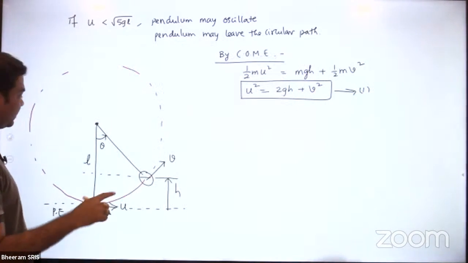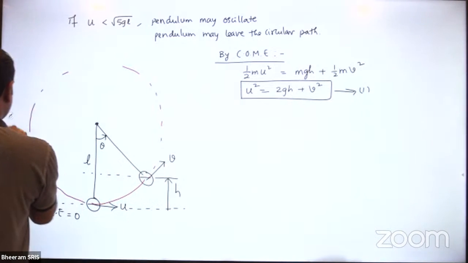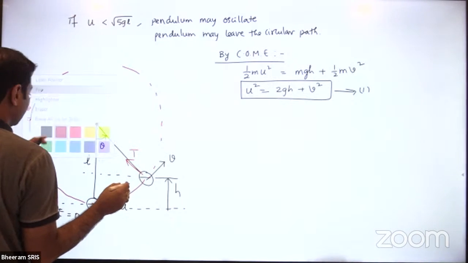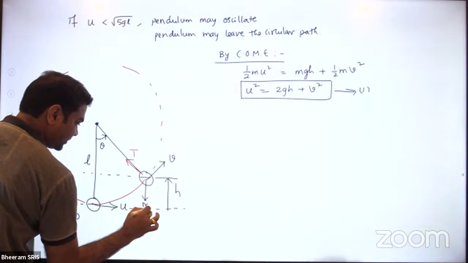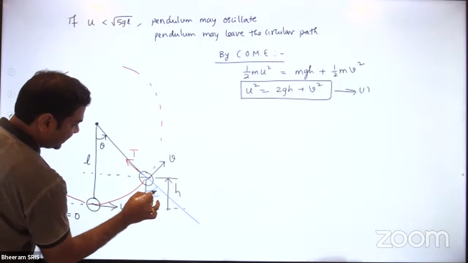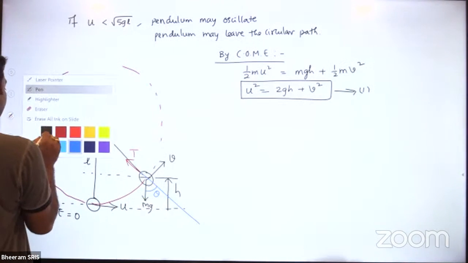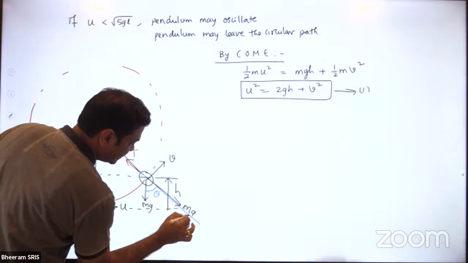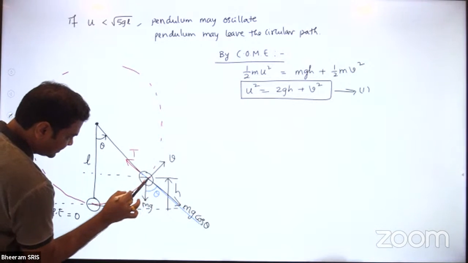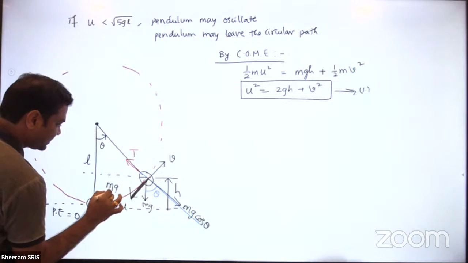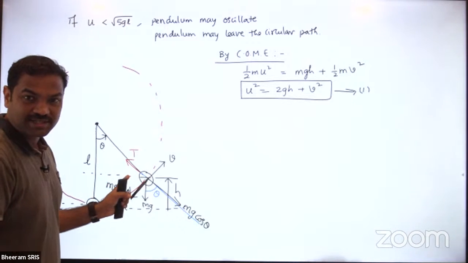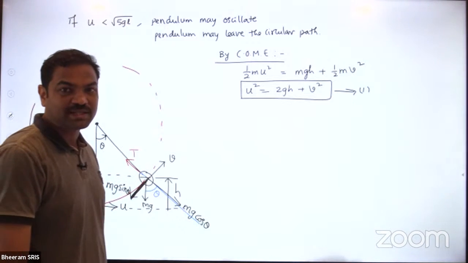Now I'll write using the forces concept. As it is going in a circular path, some force should act towards the center. This is mg. If I extend this line, this angle is theta, and this angle also will be theta. Then the components: mg cos theta acts along the radial direction, and mg sin theta acts along the tangent. Mg sin theta is the tangential force, so the tangential acceleration will be mg sin theta by m, that is g sin theta.